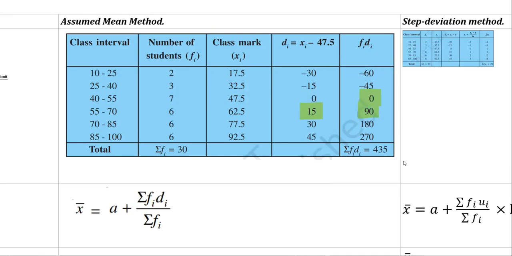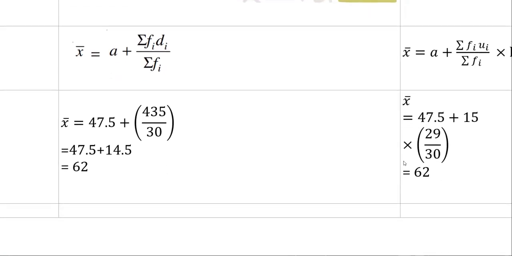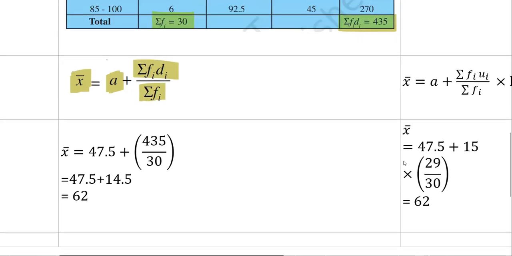Once we get these values, the next thing that we do is to calculate the summation of fi, which in this case is 30, and we denote it by sigma. This is the symbol involved. And then we will also be calculating sigma fi di, which comes out to be 435 in this case. After that, the next step is to calculate the mean. The symbol x bar remains the same here, that is the mean. Next, we are using A, which stands for the assumed mean. So it is A plus sigma fi di over sigma fi.